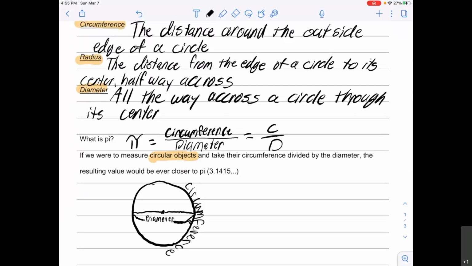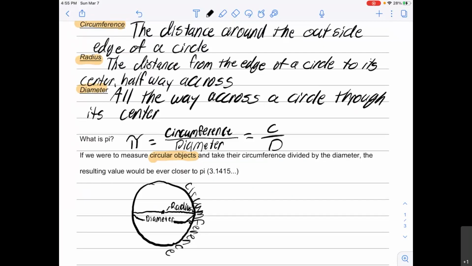That is a really, really helpful thing to help us find circumference of a circle. So in this picture, we have the circumference, we have the diameter. We can also write down the radius. The radius is just half of the diameter. So the radius goes from one edge to the center of the circle.